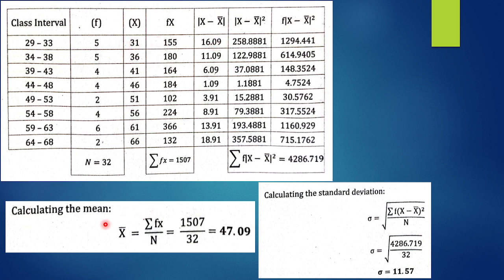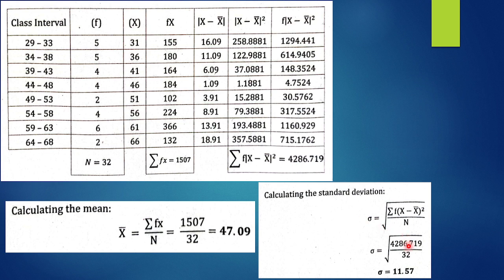Okay, calculating the mean. So the mean uses the same formula: summation of f of x over n, 1507 over 32, which is equal to 47.09. And after that, calculating the standard deviation using this formula. Okay, and then we're going to substitute this data here.